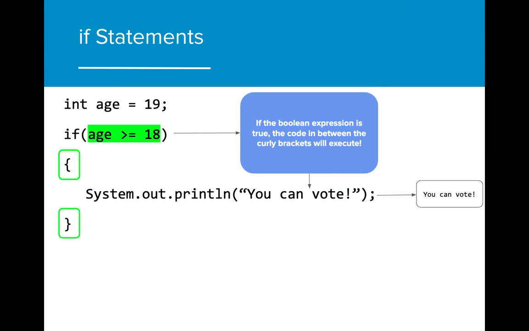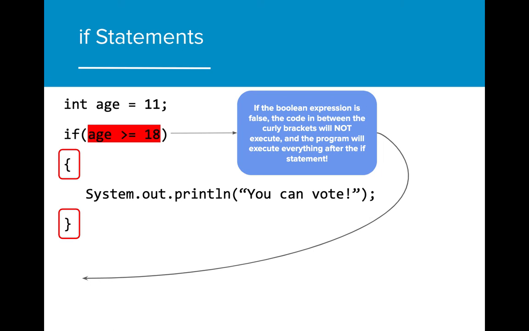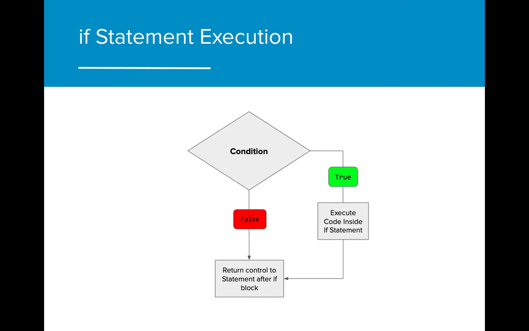The if statement then tests the Boolean expression and executes the code between the curly brackets if the if statement evaluates to true. Because the variable age is in fact greater than 18, "you can vote" will be printed on the screen. When age does not meet the condition specified in the Boolean expression, the code within the curly brackets will not execute. Another way to look at this is using a flowchart.